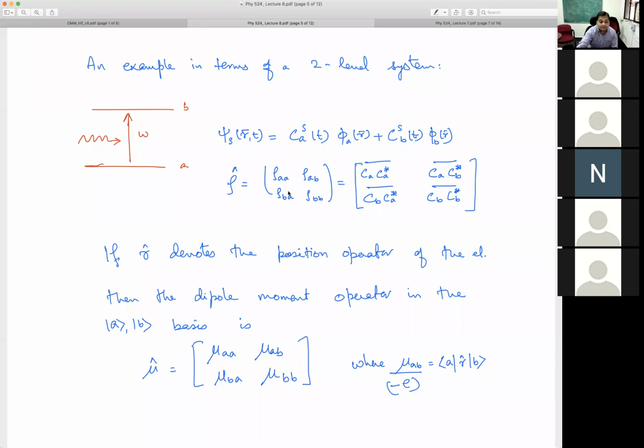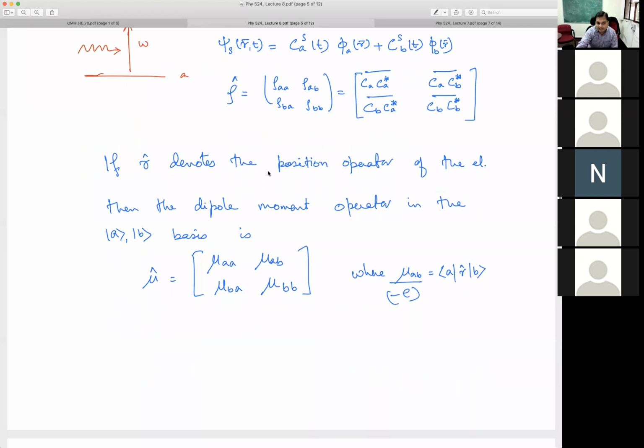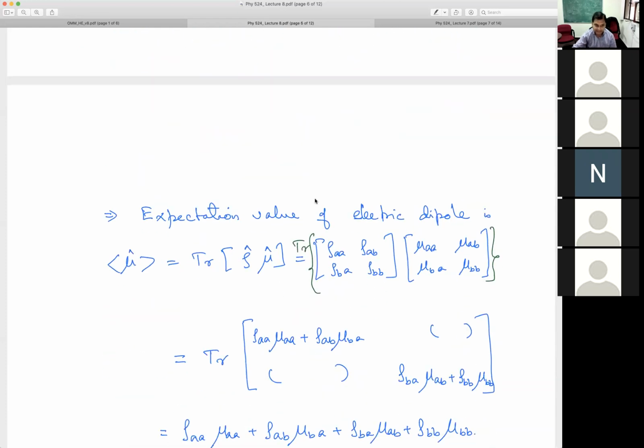Let's apply it to a physical observable. For example, if R denotes the position operator of the electron, then the dipole moment operator in this AB basis I can define as mu, which is mu AA, mu AB, mu BA, and mu BB. I took R and calculated its expectation value sandwiched between the states A and B, so mu AB divided by minus E is the matrix element of A, R, B, and I can calculate these matrix elements.